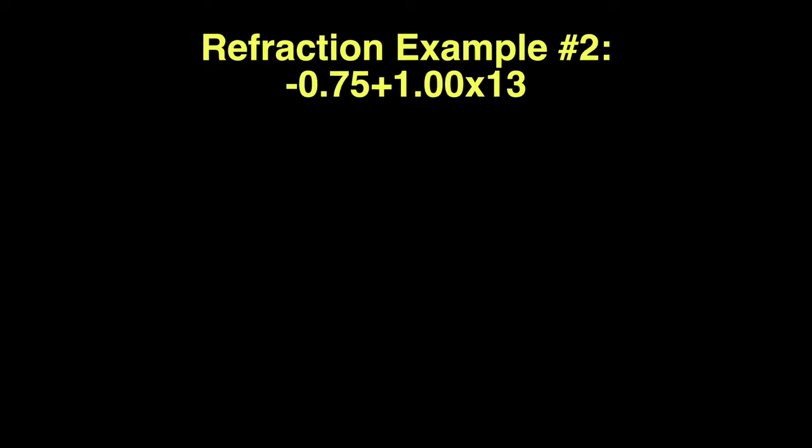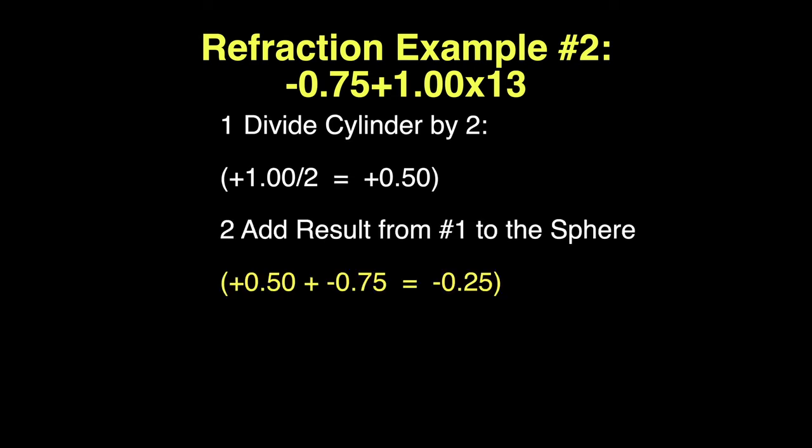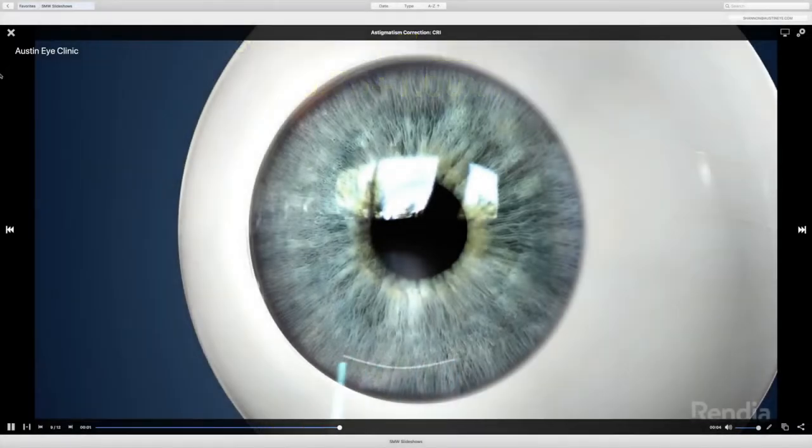The second refraction, minus 0.75 plus 1 at axis 13. Here again, we look at the cylinder, plus 1 diopter. We divide the cylinder by 2, which is plus 0.5. We add that result, the plus 0.5, to the sphere. So plus 0.5 added to minus 0.75 equals minus 0.25 sphere. So the final refraction, if we treat that minus 0.75 plus 1 axis 13 with AK, should be minus 0.25 sphere.